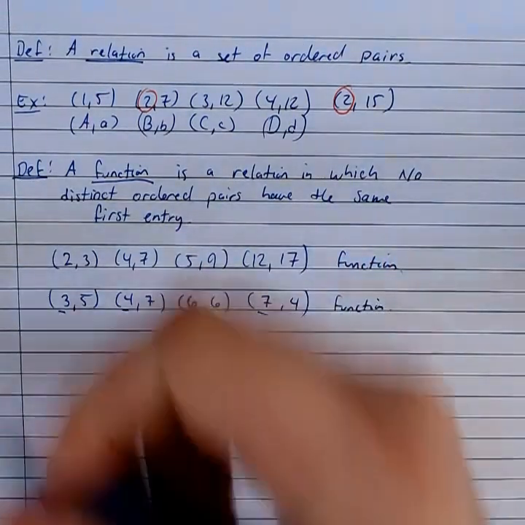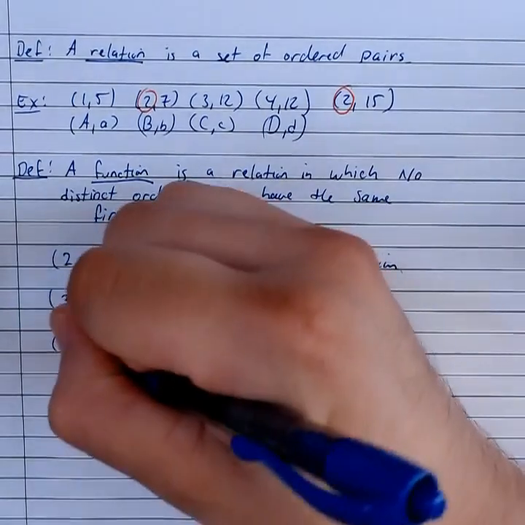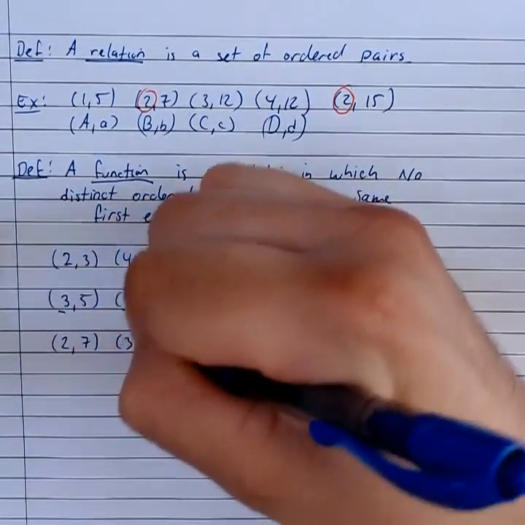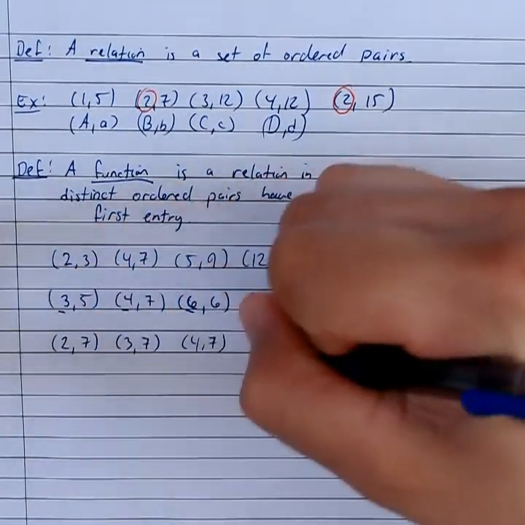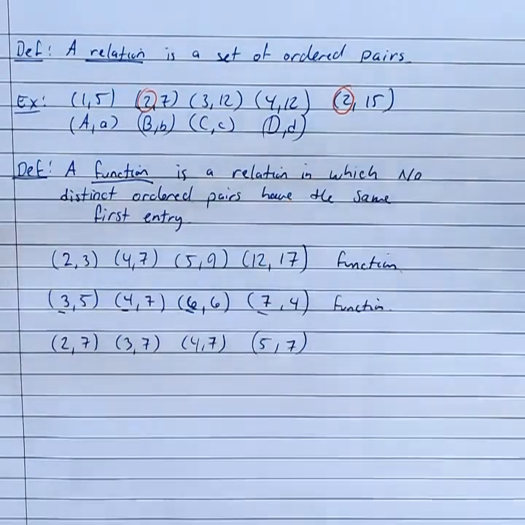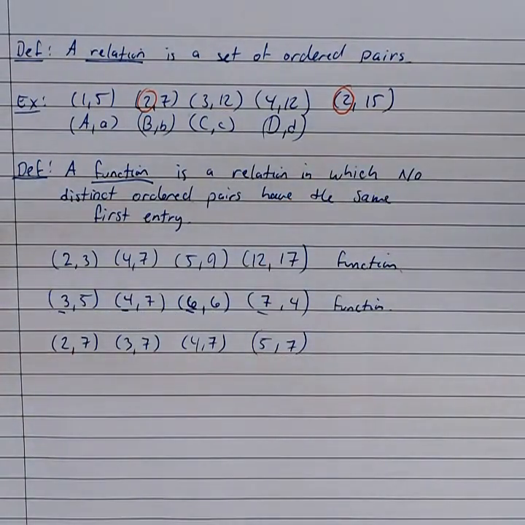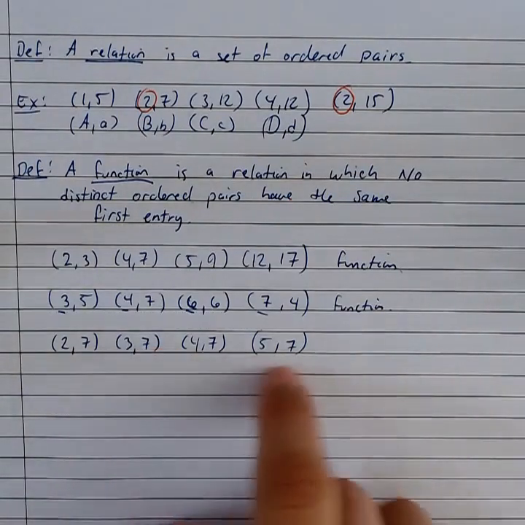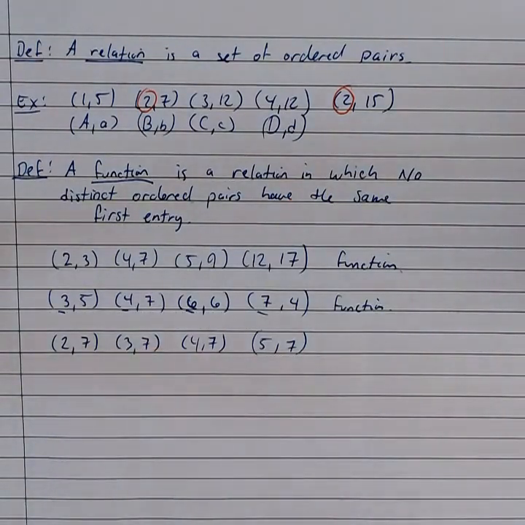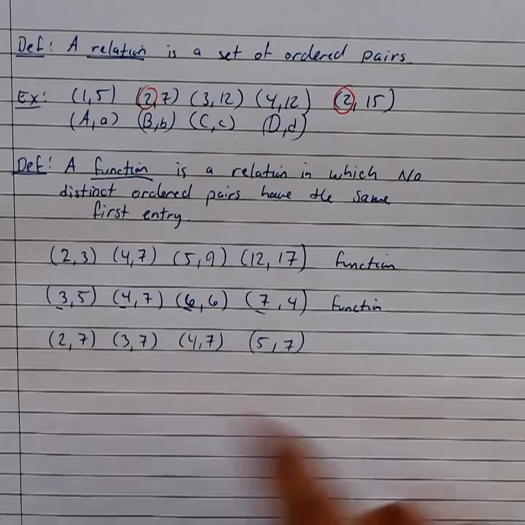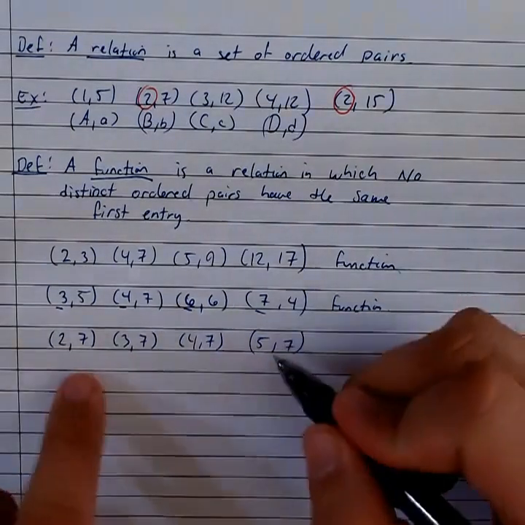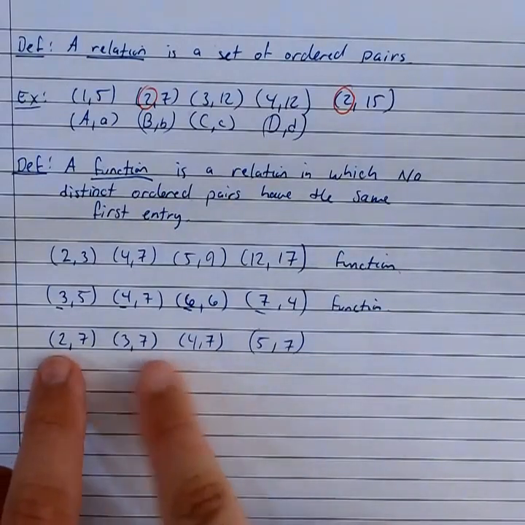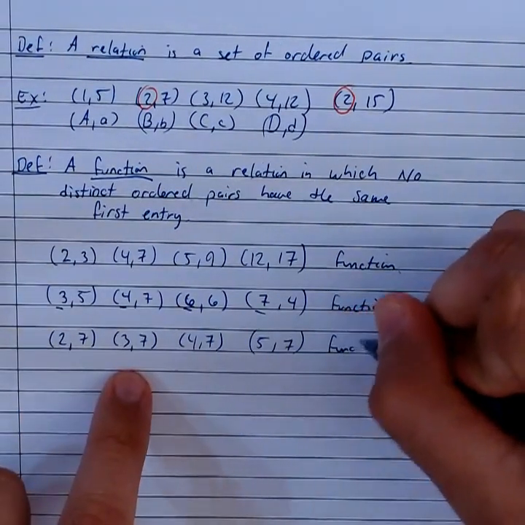Okay. Now, what about (2, 7), (3, 7), (4, 7), and (5, 7)? Would that be a function? Of course, yeah, that would be a function because here, yeah, the second entry repeats, but we're allowed to do that. It's okay for the second entry to have the same value multiple times as long as the first one is different. So this is still a function.